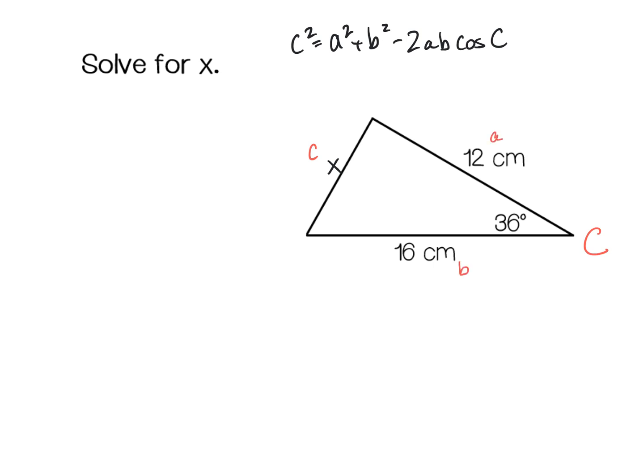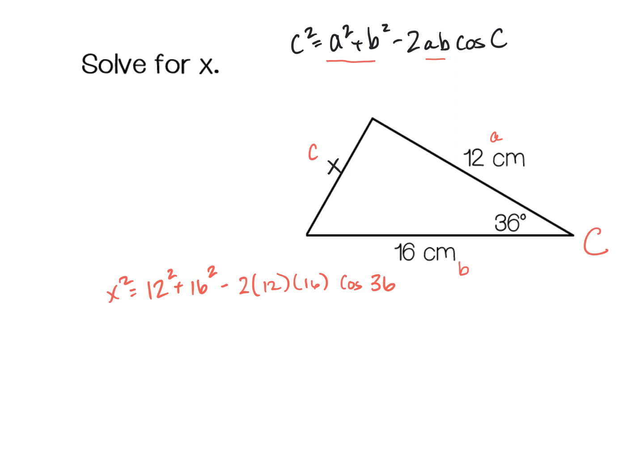It doesn't matter which one you call A and which one you call B, because if you look at our formula, they're going to be added or multiplied together, and addition and multiplication are both commutative. So C is my X, and my angle C is my 36 degrees. Let's start plugging in. C squared, that's just X squared, is equal to A squared plus B squared, so 12 squared plus 16 squared, minus 2 times A times B, that's 12 times 16, times the cosine of 36.